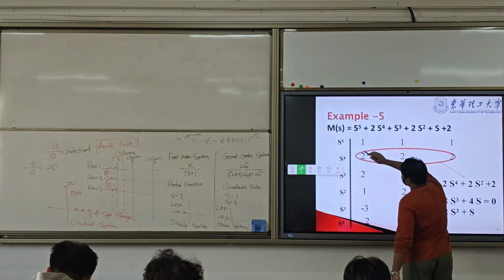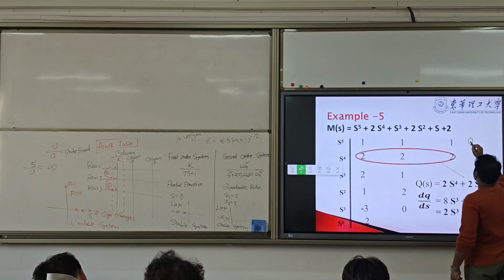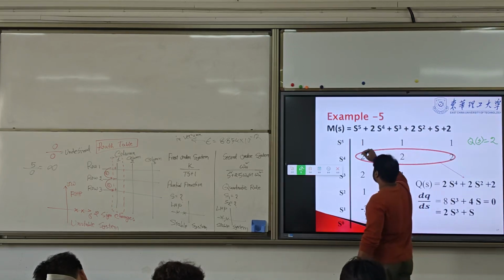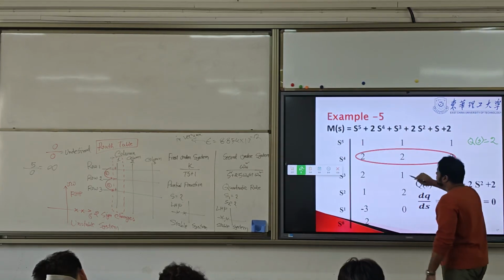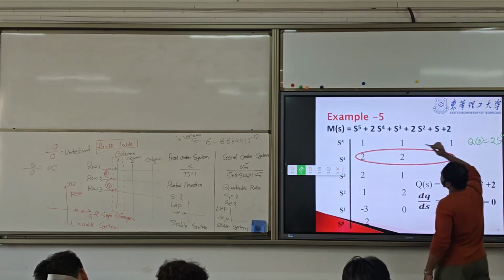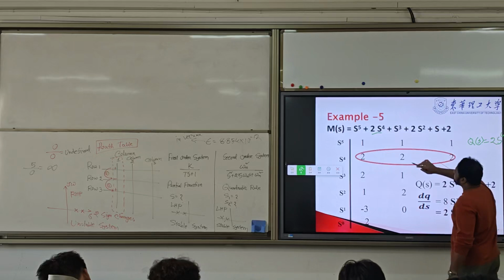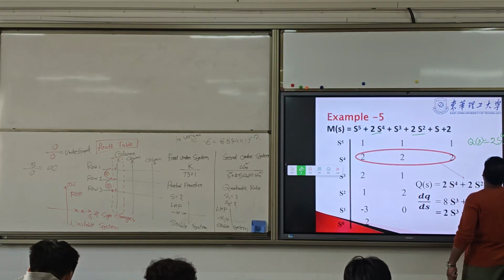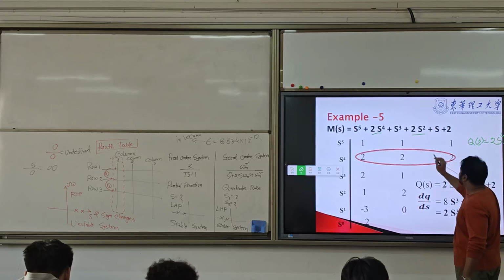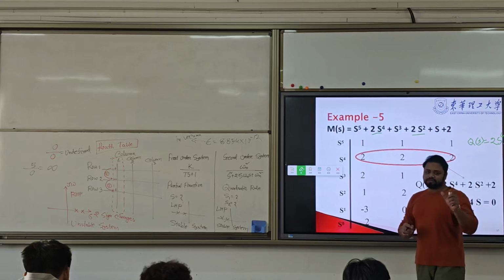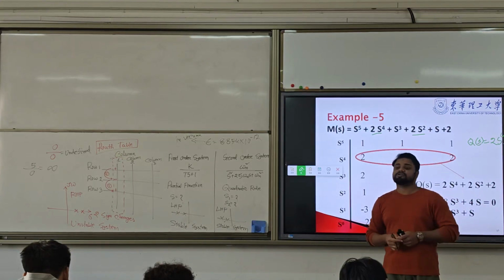Here, this equation: Q(s) is equal to 2s^4, which is here, then 2s squared, and then plus 2. We need to write down the equation. We need to solve this equation. How do you solve it?